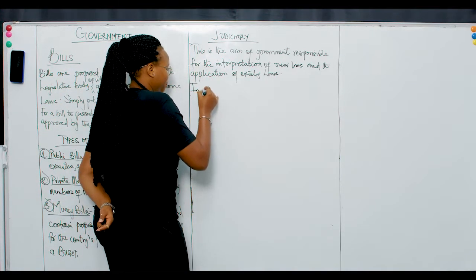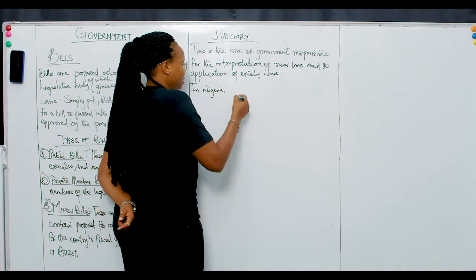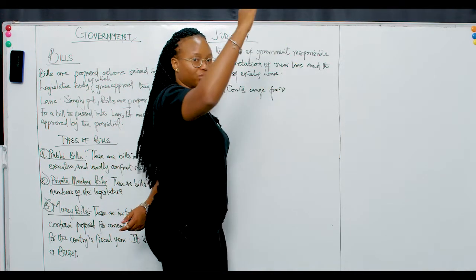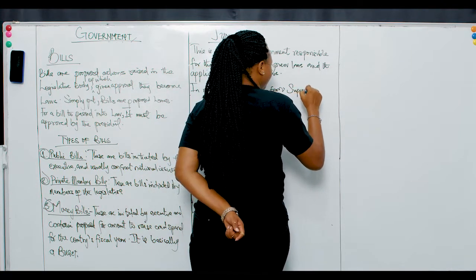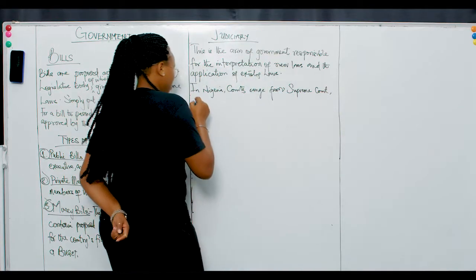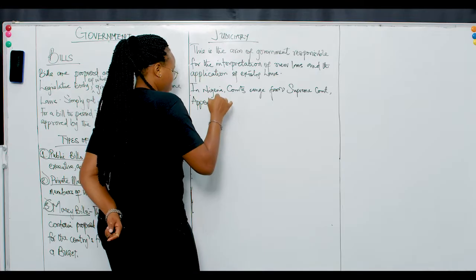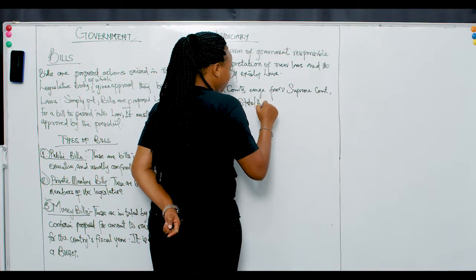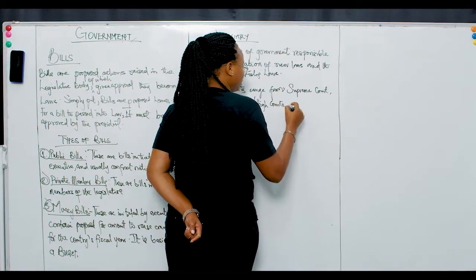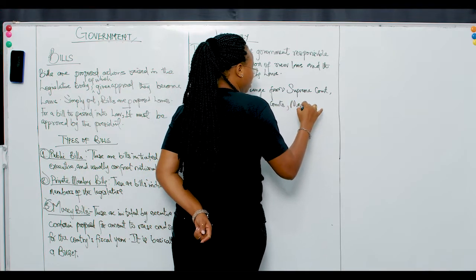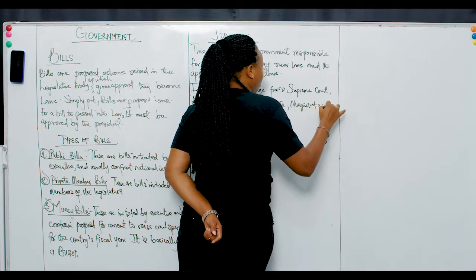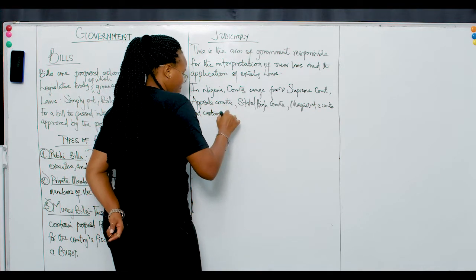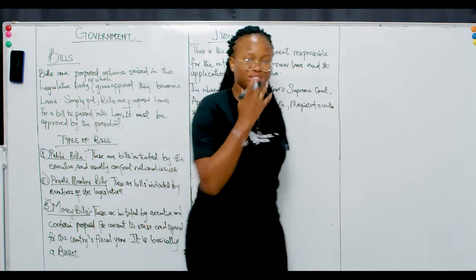So recall I said the judiciary performs their core functions by means of court systems. In Nigeria, courts range from the apex court, which is the Supreme Court. Then we have various appeal courts. We have high courts or state courts. And then we have magistrate courts and customary courts. So these are the various courts that have judges.